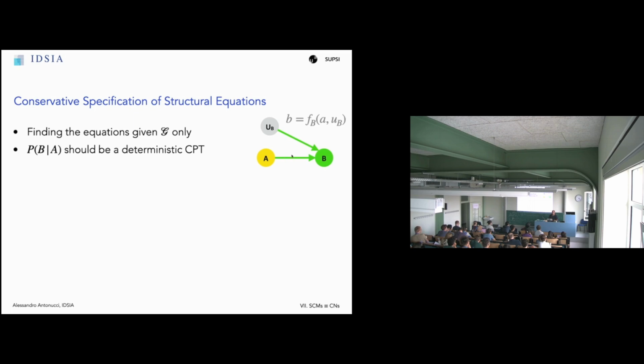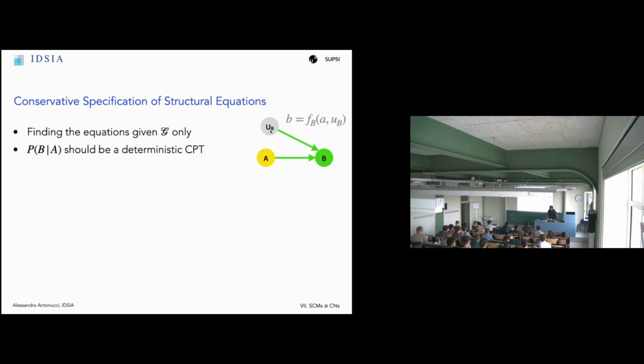So let's say, for instance, that we have this slice of network, where B is a variable we can observe, A is a variable we can observe, and U is a latent variable. A and U are the parents of B, you see? So this is a deterministic model. So we know that B is a deterministic function of A and U.